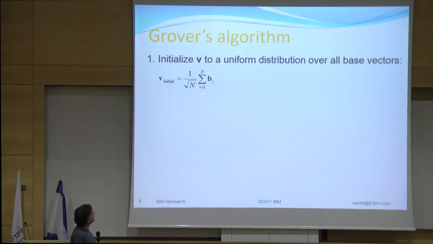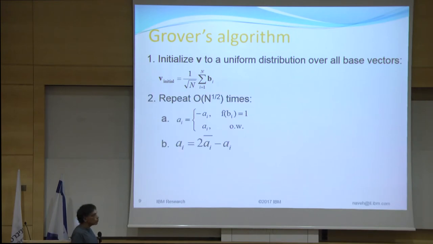So this is the algorithm, very simple. We initialize to the uniform distribution, and then we repeat two very simple steps. Iterate square root of N times. This is where the square root of N comes from. First, for whatever amplitude which is not on the basis state which is the actual number that we are looking for, keep it the same.